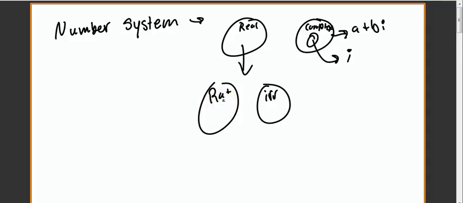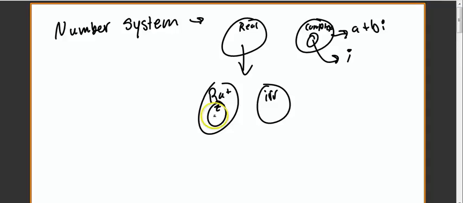Rational is any number that can be written as a fraction, repeating decimals, things like that. Irrational numbers are numbers that go on forever and never repeat, like pi. Then within rational, you're going to have your integers, Z, which are your positive and negative whole numbers.